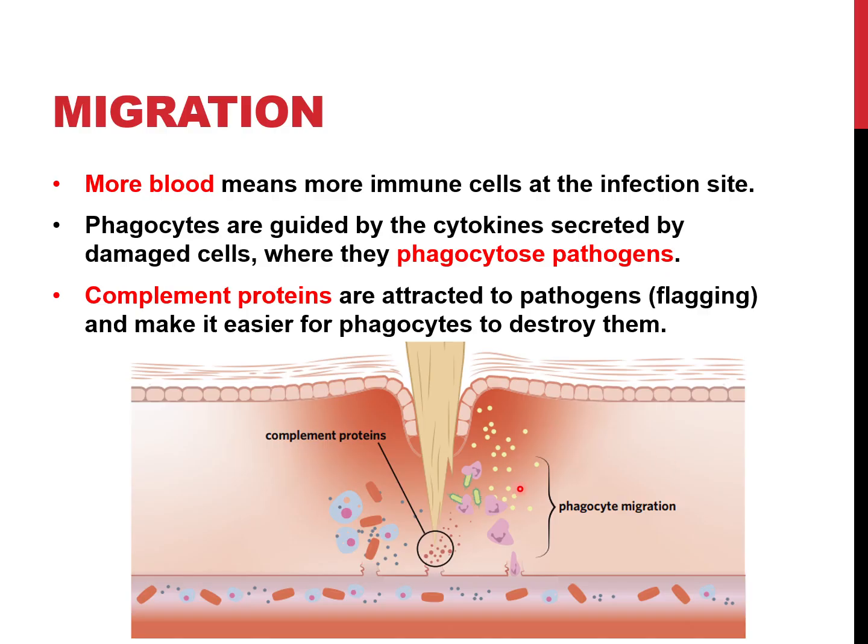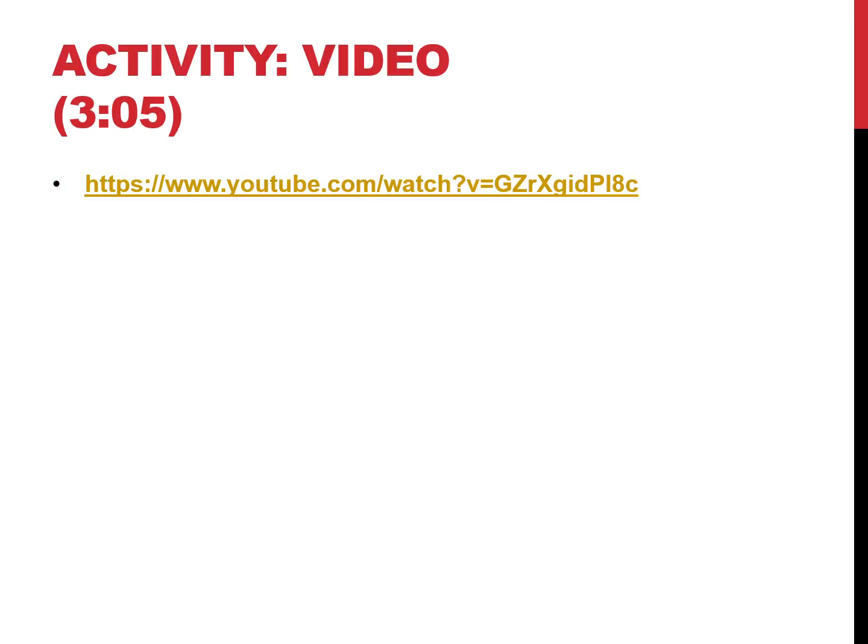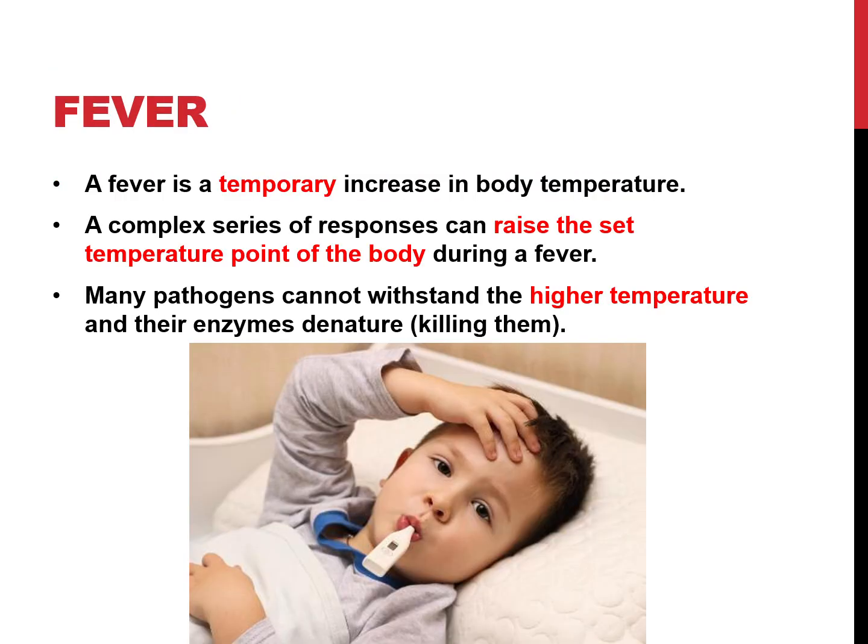We should be aware that things like bacteria will replicate quickly. So sometimes your white blood cells can't engulf them fast enough, and that's why you get an infection. So that was the inflammation response.